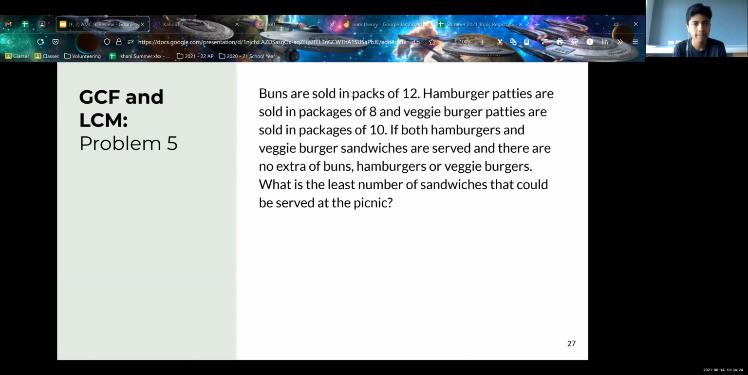Problem number 5. So buns are sold in packs of 12, hamburger patties are sold in packs of 8, and veggie burger patties are sold in packs of 10. If both hamburgers and veggie burger patty sandwiches are served, and there are no extra buns, hamburgers, or veggie burgers, what is the least number of sandwiches that could be served at the picnic? Make sure you don't make any silly mistakes just because there's a lot of words.